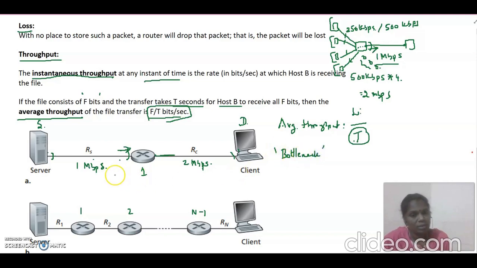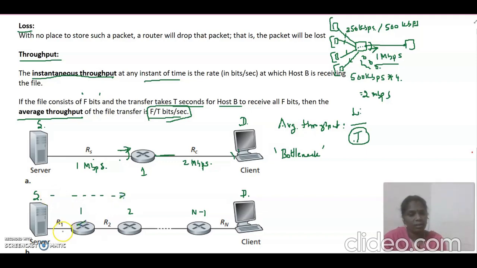In this case, the bottleneck link is R1, because the server is connected with a router with a narrowed pipe. So that link affects the entire throughput. The entire throughput is based on the minimal link, or otherwise I can generalize it like this. Here I have a number of channels, n minus 1 routers, the server is the source and the destination is the client. The packet should travel from source to destination through these routers.